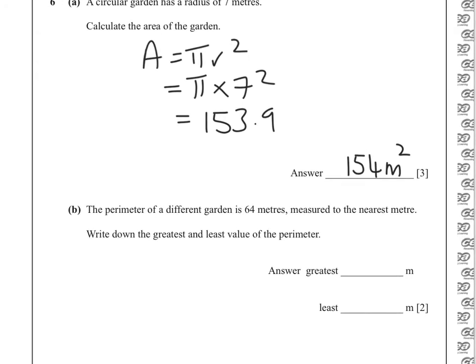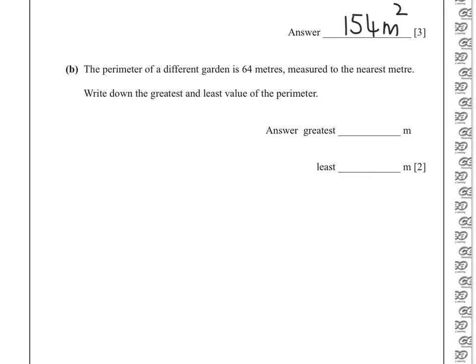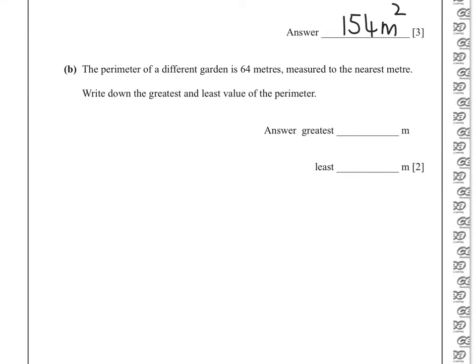The perimeter of a different garden is 64 metres measured to the nearest metre. So for the nearest metre, what we would want to do is 1 metre divided by 2, which is 0.5 metres. That means that the greatest perimeter is 64.5 and the least perimeter is 63.5.